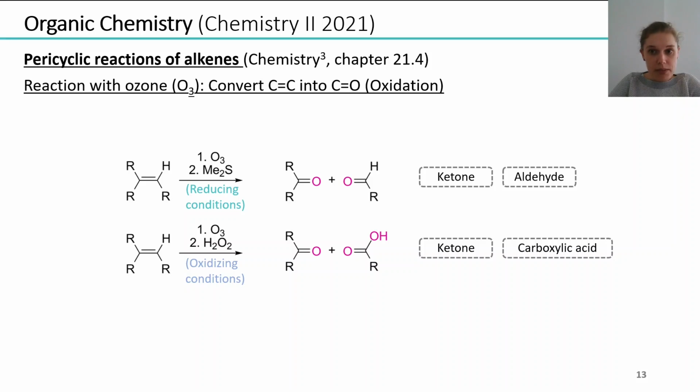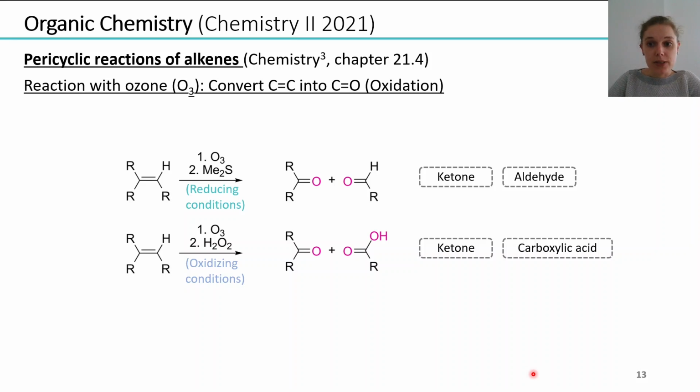And to sum it up, if the alkene reacts with ozone, the second step determines the final products. If we have a second step with reducing conditions, then we will get ketones and aldehydes. Conversely, if we use oxidizing conditions for the second step, we will end up with ketones and carboxylic acids.